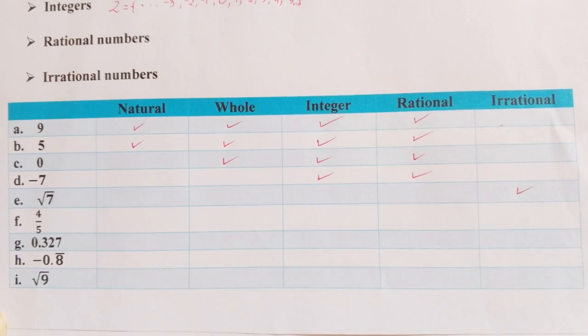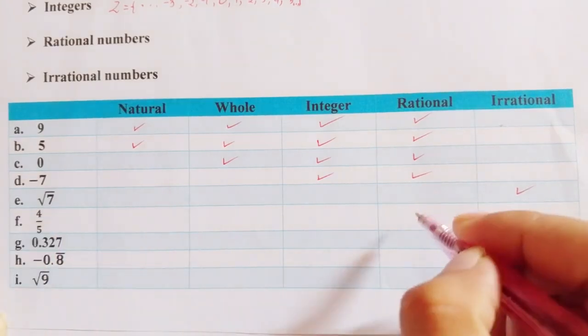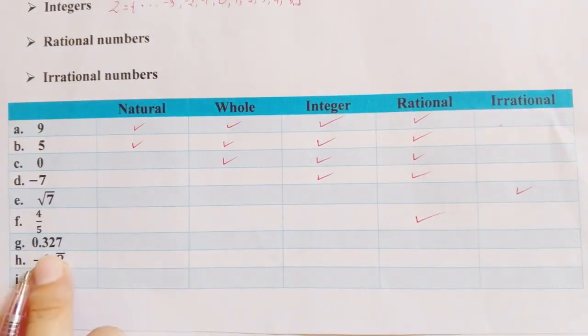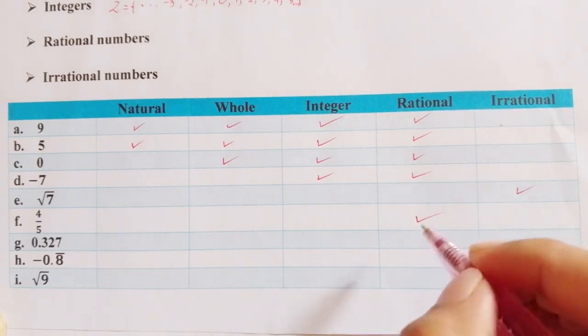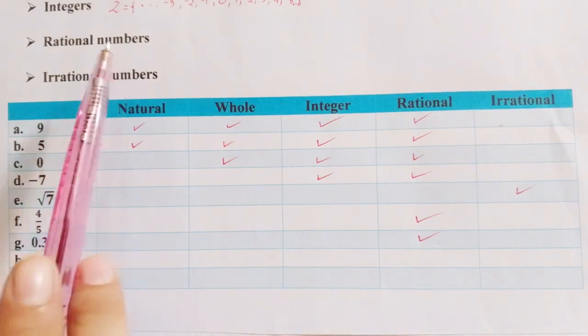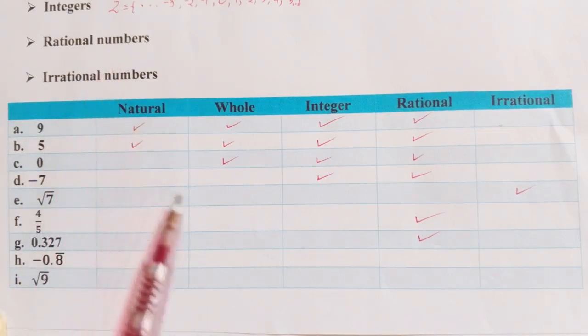4 over 5, obviously, is a rational number. It is a fraction, right? And then the decimal number 0.327 belongs to the rational numbers. Why? Because if we express 0.327 as a fraction, that would be 327 over 1,000. And rational numbers are either terminating or repeating decimals. So definitely 0.327 is a rational number.